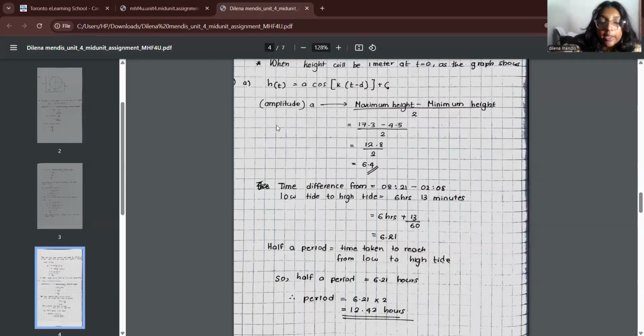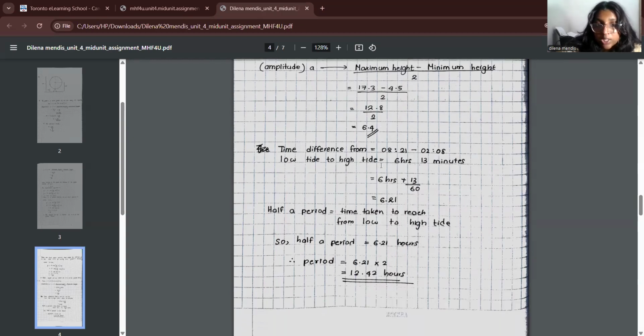A. h(t) equals a cos k(t minus d) plus c. The amplitude equals the maximum height minus the minimum height, divided by 2. So 17.3 minus 4.5 divided by 2 will be 12.8 over 2, which is equal to 6.4. The time difference from 2:08 low tide to 8:21 high tide is 6 hours 13 minutes.